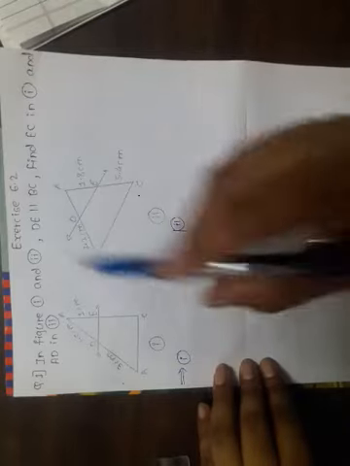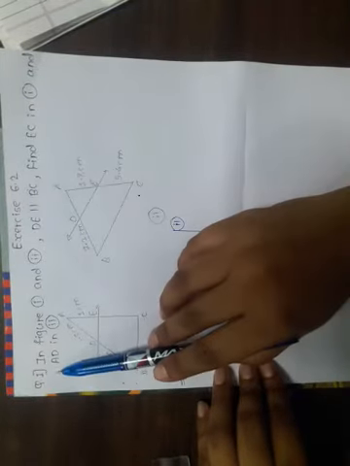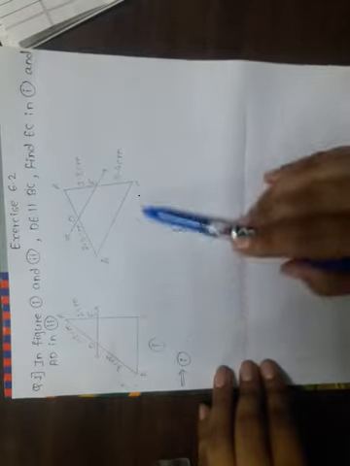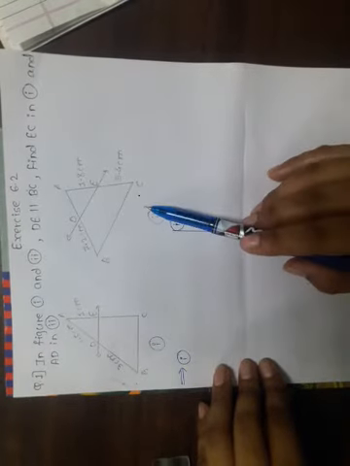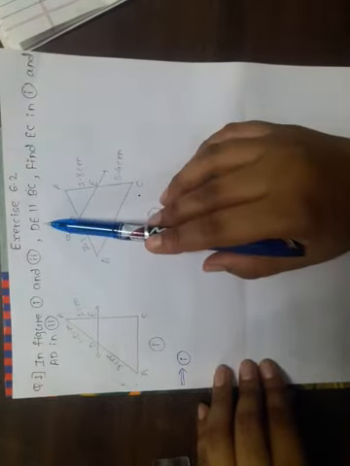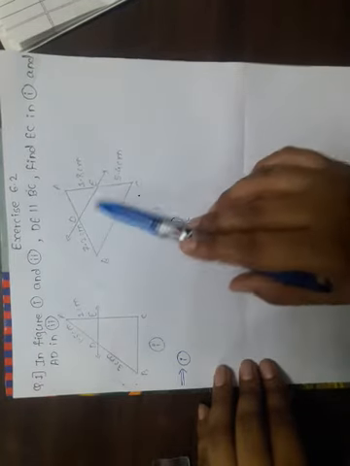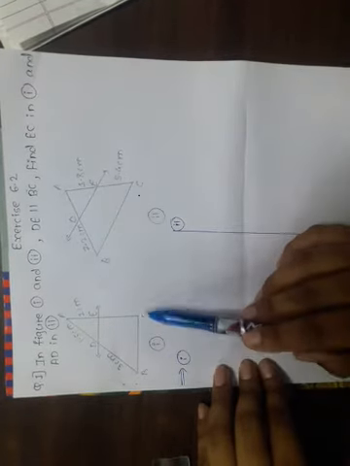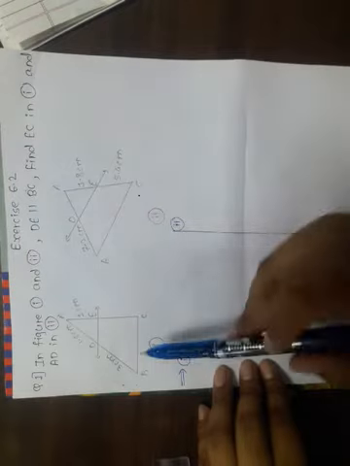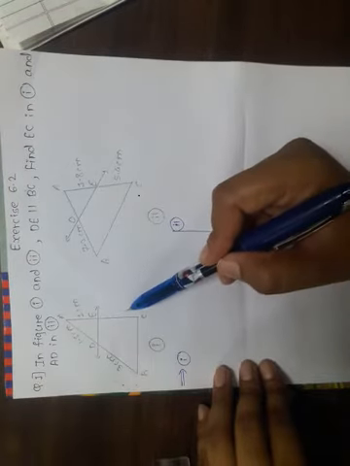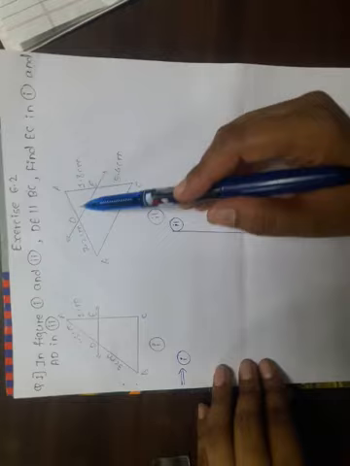Now come to our next exercise, exercise 6.2, question number 1. In the first and second figures, two figures are given to us. In these figures, DE is parallel to BC. We have to find EC in the first figure and AD in the second figure.